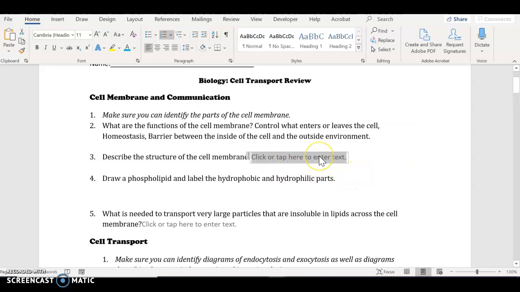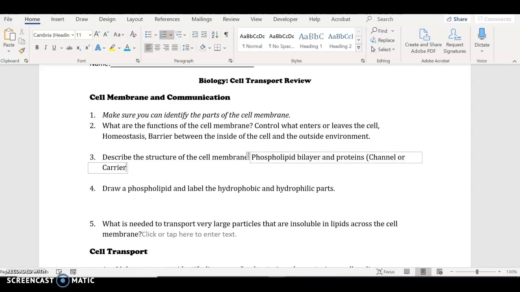Describe the structure of the cell membrane. So it is made out of a phospholipid bilayer, 2 layers, and some proteins. And there's lots of different proteins, but the 2 we're focusing on are the channel proteins or carrier proteins. Okay. This says draw a phospholipid and label it.